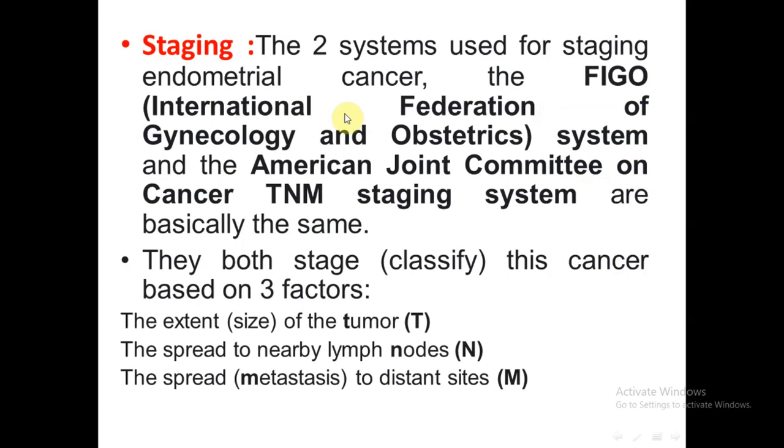Now, the staging of endometrial carcinoma. We have two major systems for staging, which are FIGO and the American Joint Committee. Both use the TNM staging system. Basically, both depend on the tumor itself, its size, the state of nearby lymph nodes, their number and size, and presence or absence of distant metastasis. Then we do the group staging according to these three parameters.